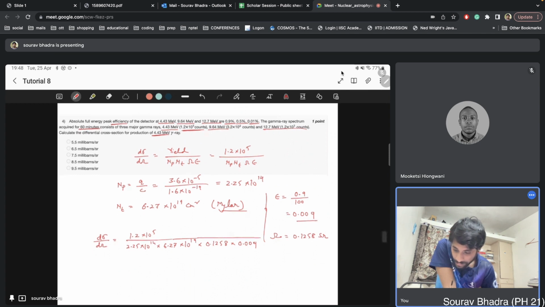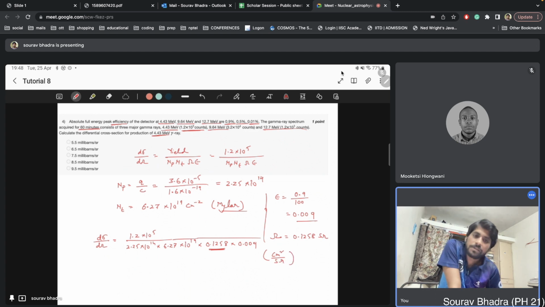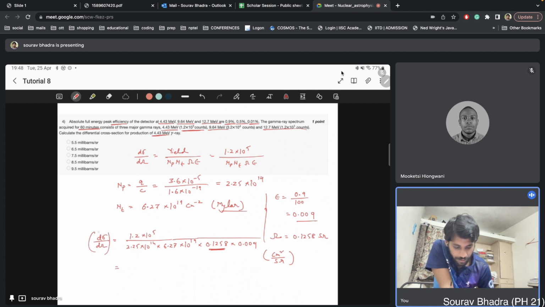Just a second. Oh, this is not centimeter square. This is 1 by centimeter square. So it has a 1 by centimeter square unit. So that means it will go up and it will become centimeter square, and this steradian will be in the denominator. So the unit will be centimeter square per steradian, and it is consistent with this particular thing also, because the numerator d sigma is actually the cross section, whose unit is centimeter square, and omega is the solid angle which has a unit of steradian.